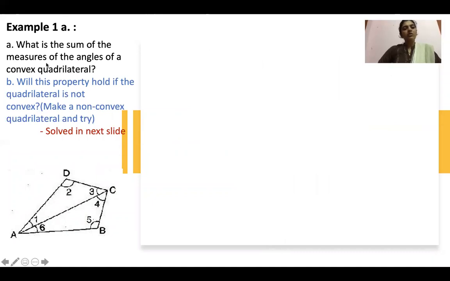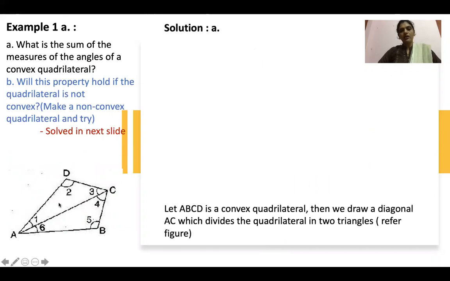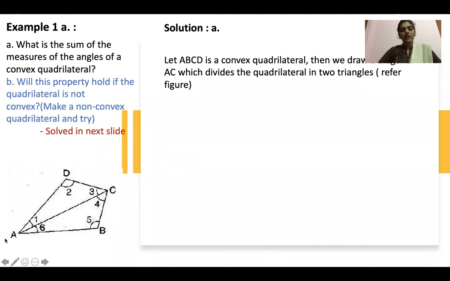What is the sum of the measures of the angles of a convex quadrilateral? Here, first we have to draw a quadrilateral ABCD and draw a diagonal AC, which divides this quadrilateral into two triangles.